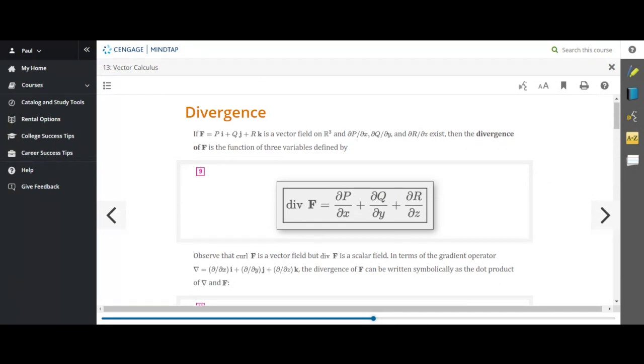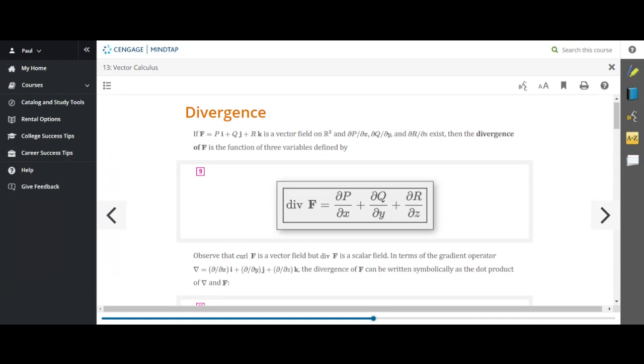Okay. Well, I want to be careful here. The divergence of a vector field is not a vector. It's what's called a scalar. It's what's called a scalar field.